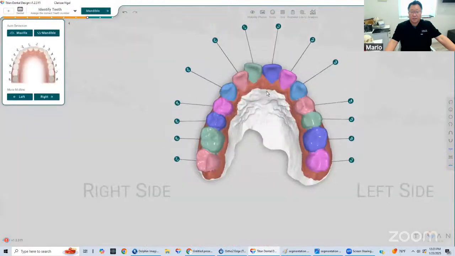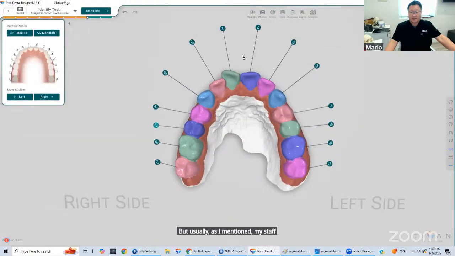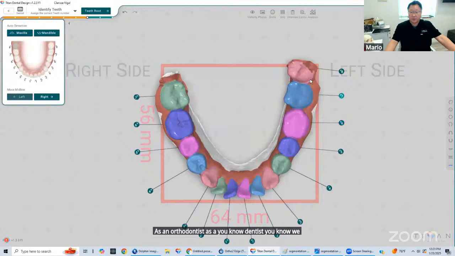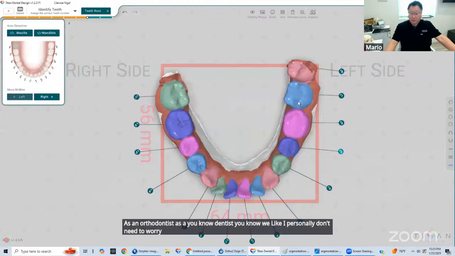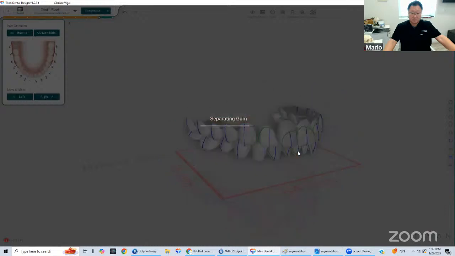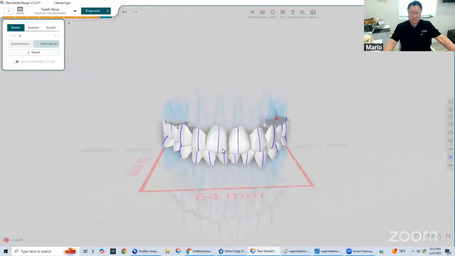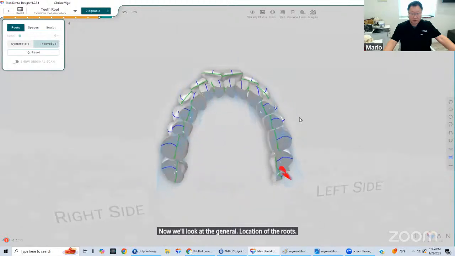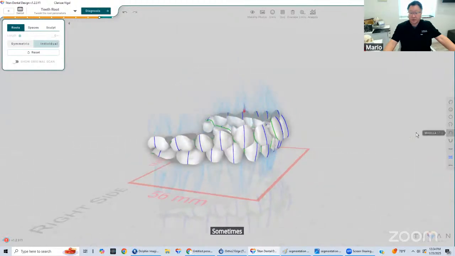So usually, as I mentioned, my staff would do this, right? So as an orthodontist, as a dentist, I personally don't need to worry about this part for my office. I always want everyone to check and double check everything. I would look at the general location of the roots. Sometimes we do need to adjust that.